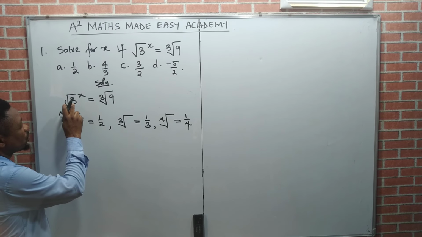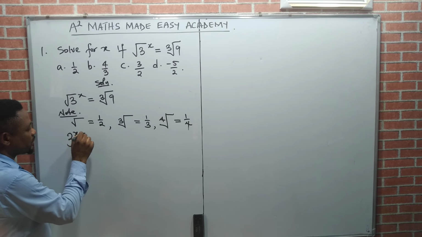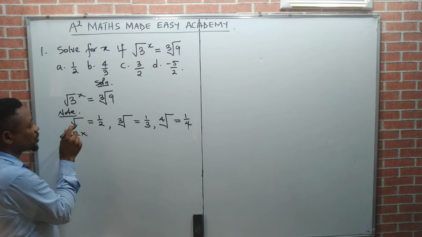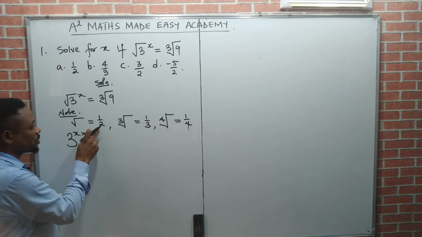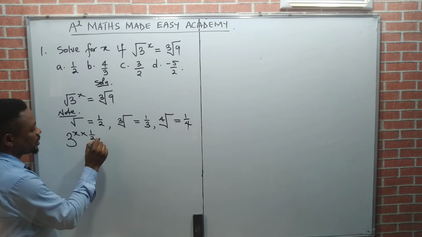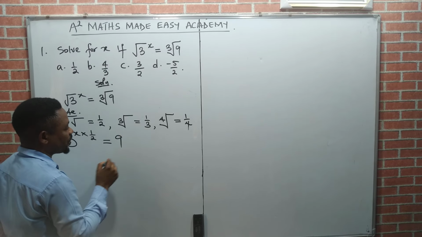Here we go. I'm going to write 3 raised to the power of x, then multiply the power by 1 over 2. The reason is that square root, just like I said, is 1 over 2. So I'm done with the left. Now, equal to, we move to the right. Here is 9. Are you with me now?